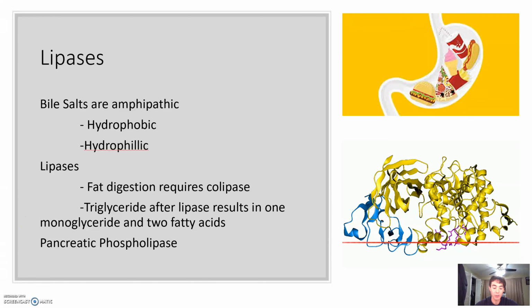And lastly, pancreatic phospholipase is another enzyme secreted that digests phospholipids, as the name suggests. And finally, cholesterol can be absorbed as is, and it does not need to be broken down before absorption.